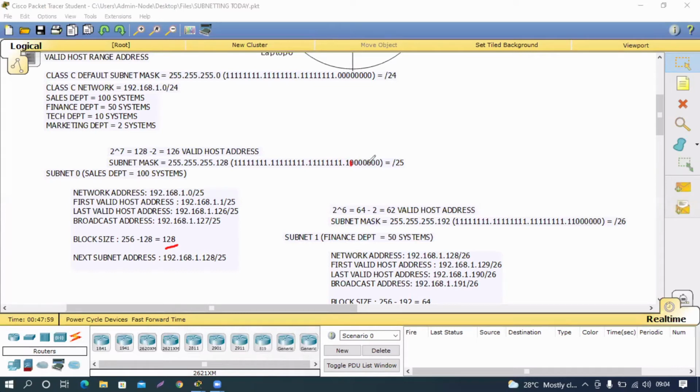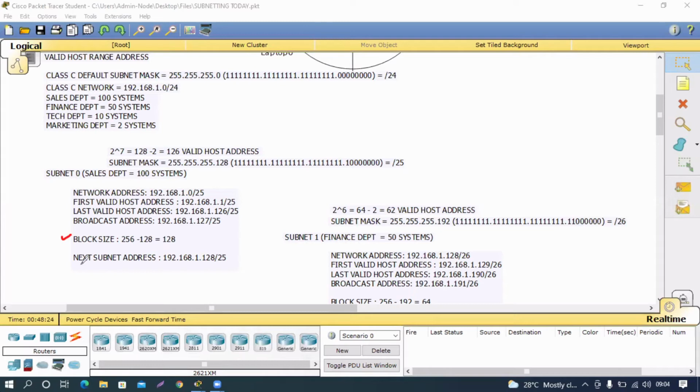For example, if I am having two network bits, then it will be 128 plus 64, so it will be 192. So at that time the value will be 192, and 256 minus 192 is 64. The block size is 64. This is what you are having.